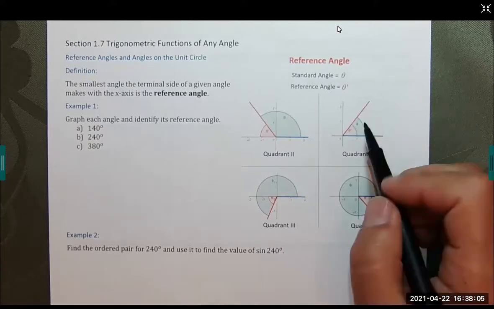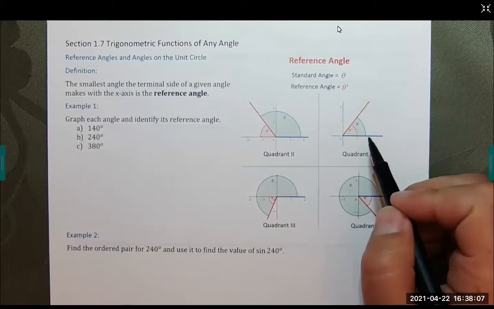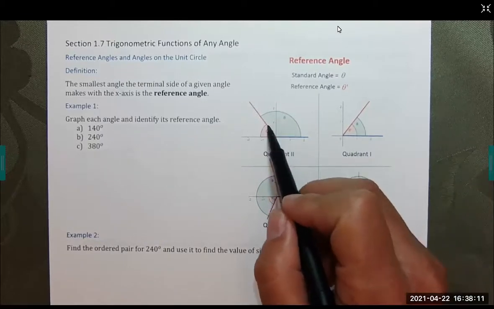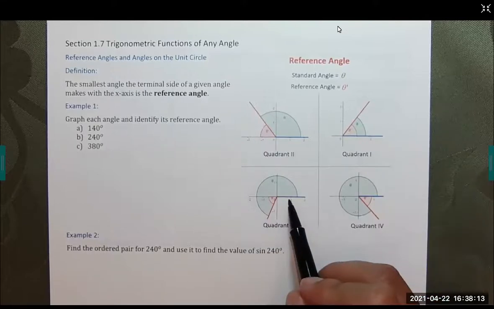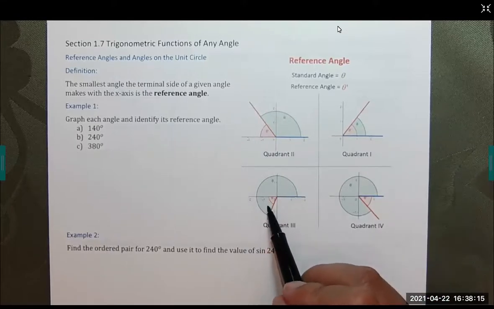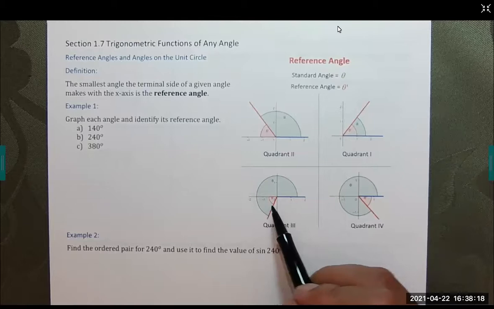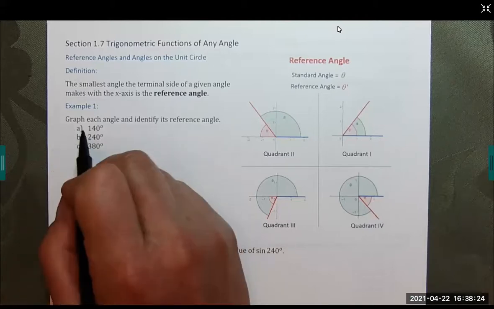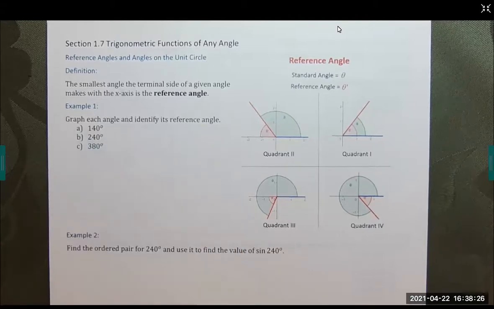In the first quadrant, they're the same. The angle is exactly the same. In the second, we're going to have to do 180 minus the angle to get our reference angle. In the third one, we're going to have to do the angle minus 180. So let's jump into it. Let's start here. Graph each angle and identify its reference angle.